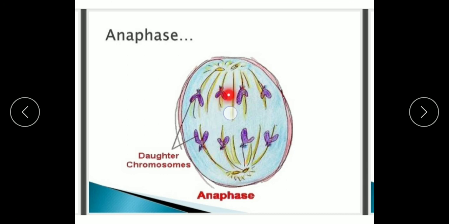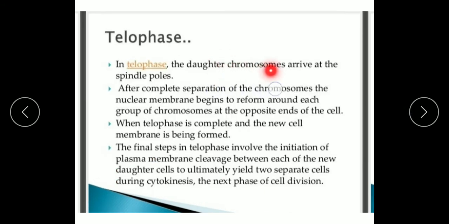After completion of anaphase, the daughter chromosomes completely move to the polar regions of the cell and arrive at the spindle poles. After the separation of the chromosomes is complete, the nuclear membranes begin to reform around each group of chromosomes at the opposite end of the cell.